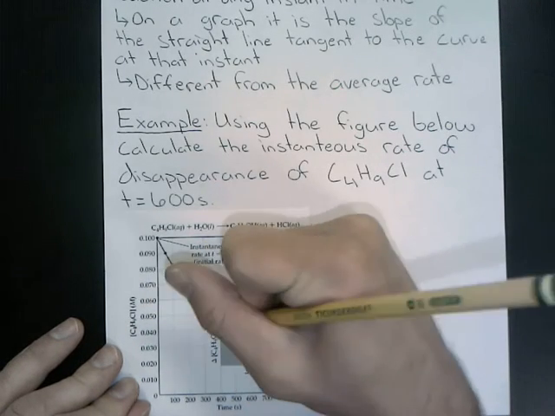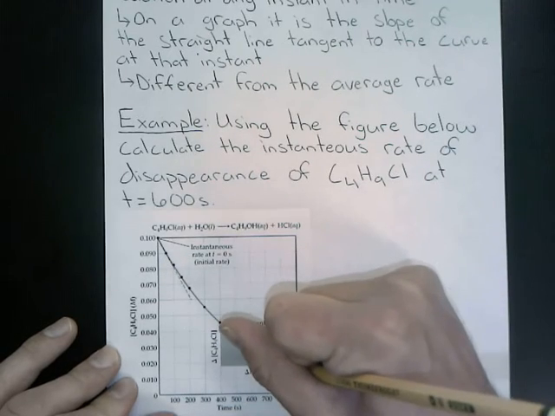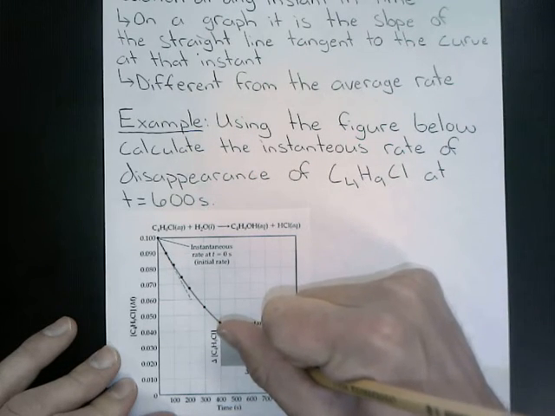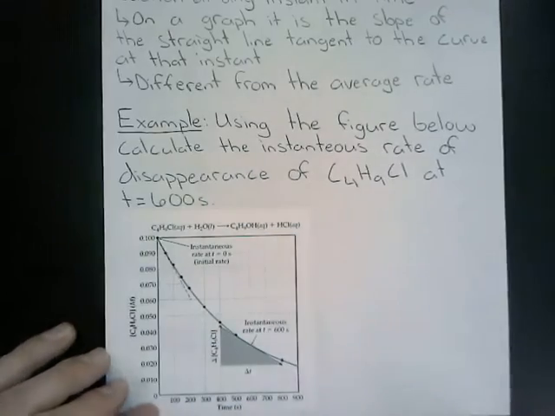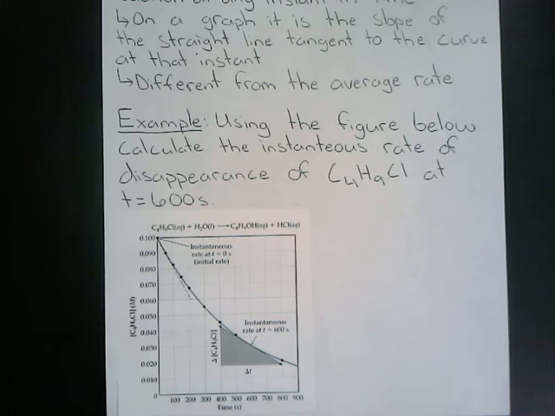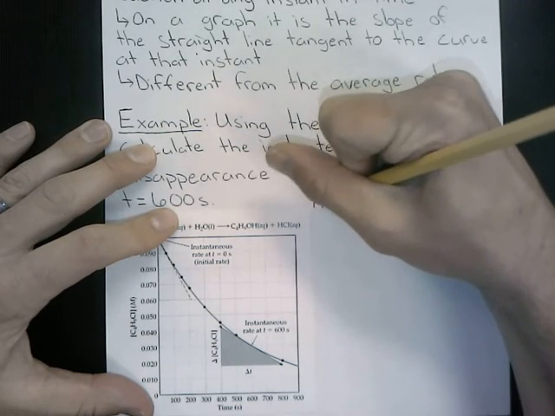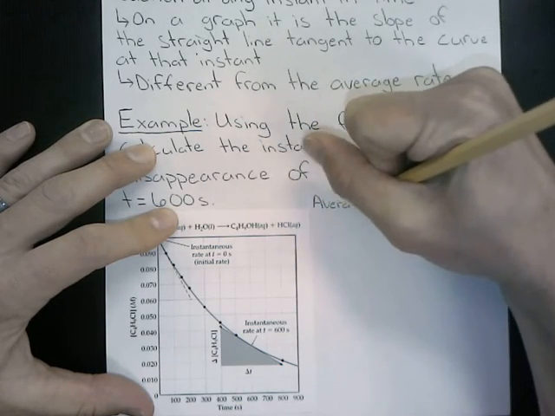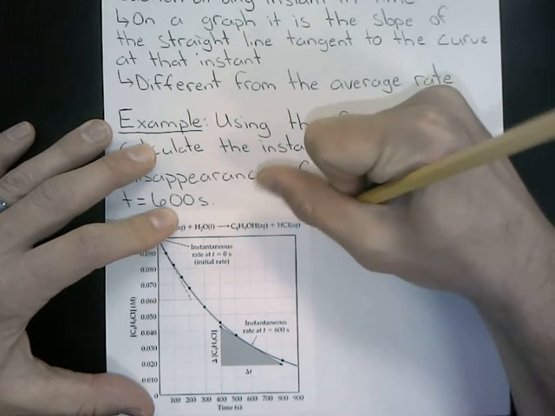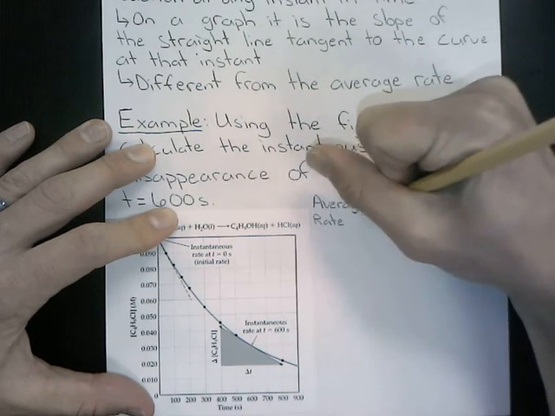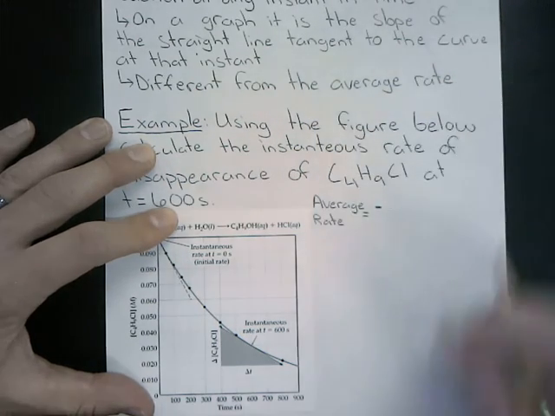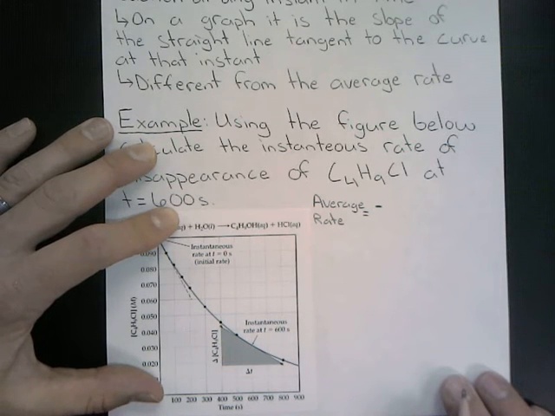And we're going to do our best to estimate. And all I'm doing right now is emphasizing where these particular points are. So the first thing that we need to remember is this. Our average rate for the rate of disappearance, because it's disappearance, again, we have to have that negative symbol.